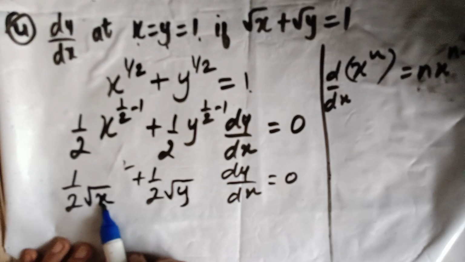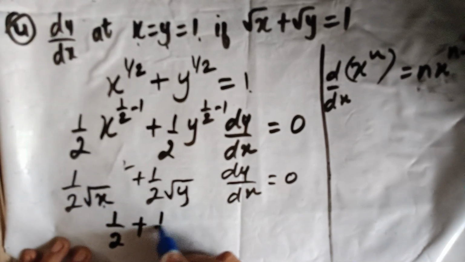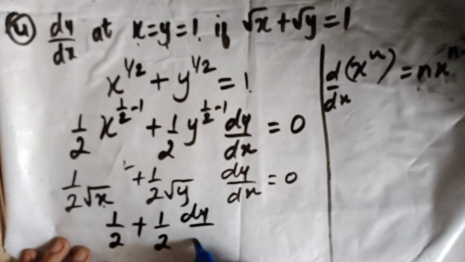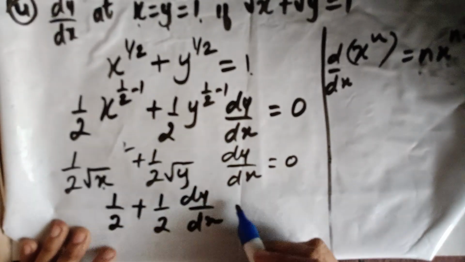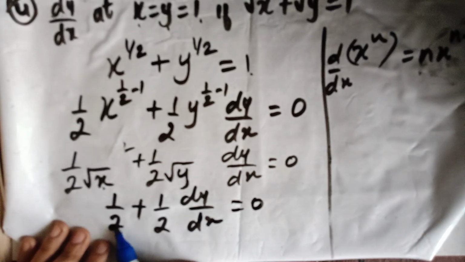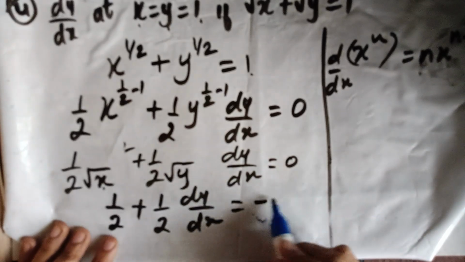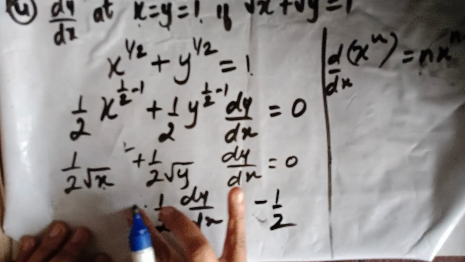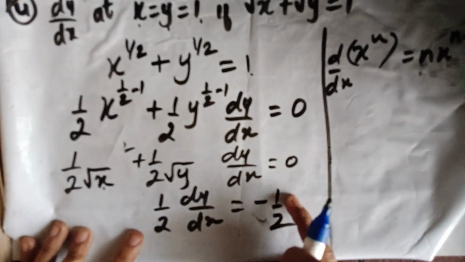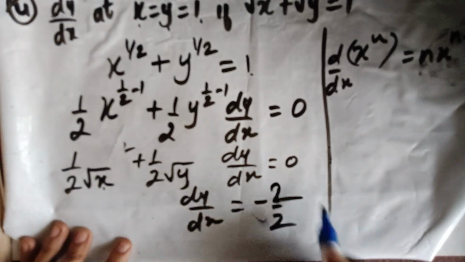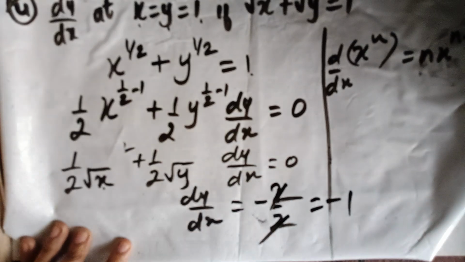So root of 1 is 1, right? Root of 1, again 1, dy by dx equal to 0. So we have to take this half this side, so it will become minus half, and this 2 we can multiply here, so the final answer is minus 1.